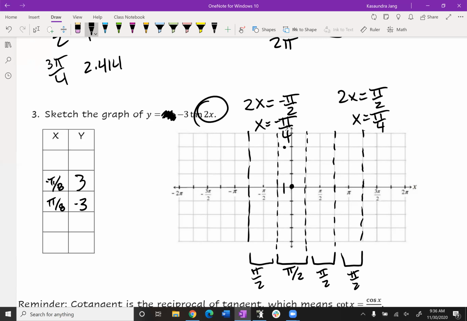All right. And it's not going to be a straight line. It's going to be that curve that gets really close to the asymptotes, but doesn't actually cross them.